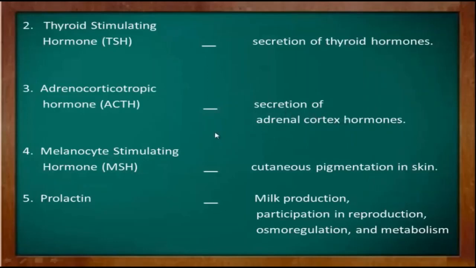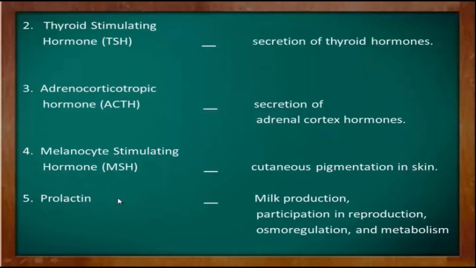Then the next one is melanocyte stimulating hormone, MSH. It induces cutaneous pigmentation in skin. This is not given in your textbook, but anyway you have to learn this also. Cutaneous pigmentation in skin.